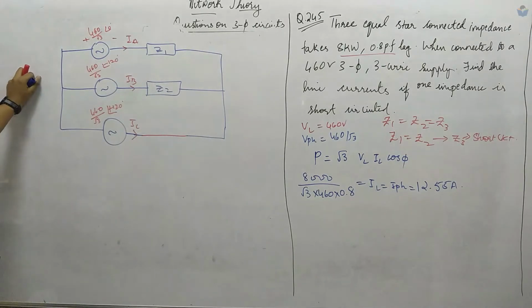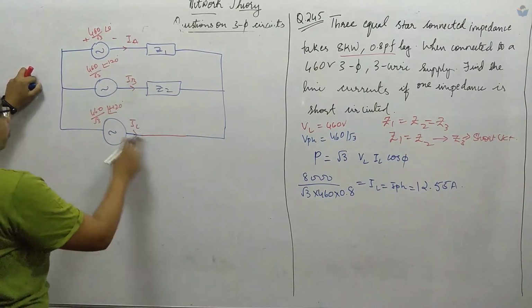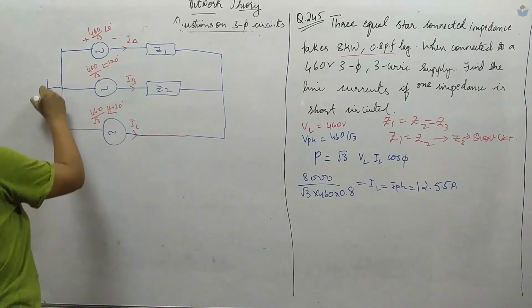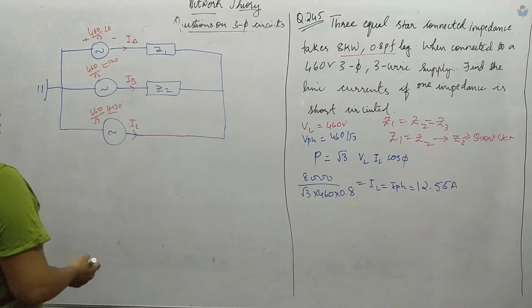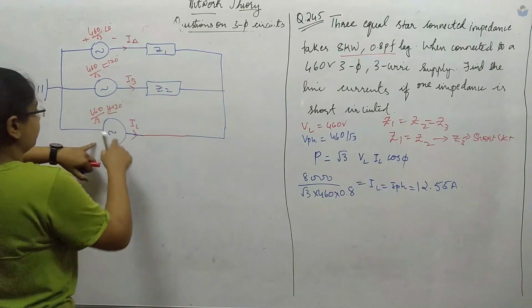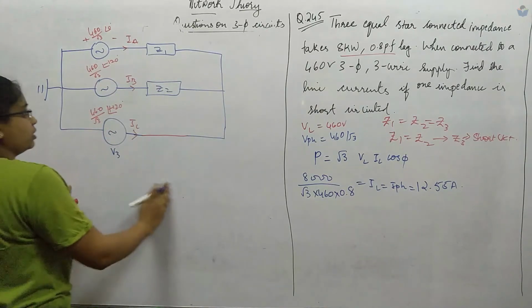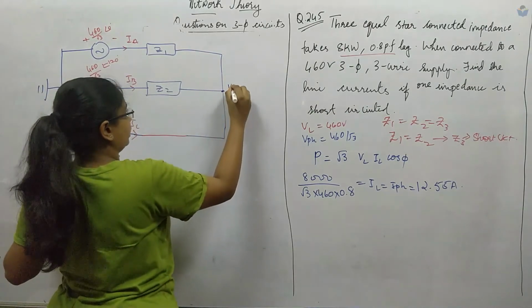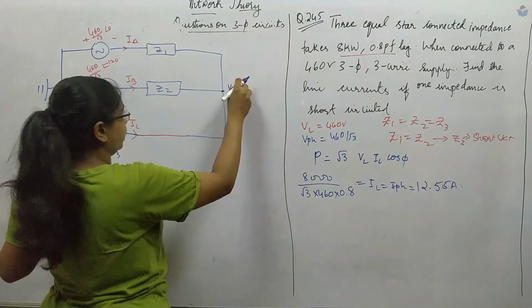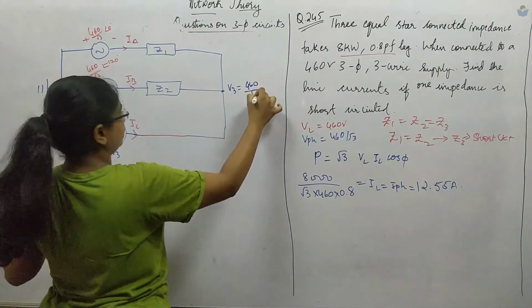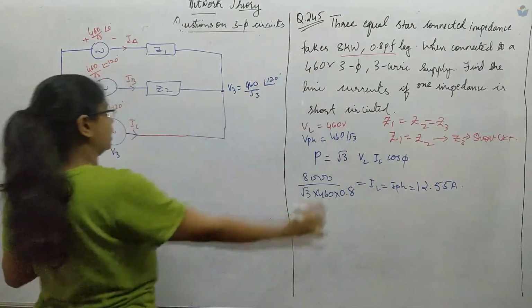First thing is, take this voltage, see over here, and apply nodal analysis. This is the reference voltage, so this is nothing but V3. If this is V3 equal to 460 by root 3, this will appear over here and here also, right? V3 is equal to 460 by root 3 angle 120 degrees.